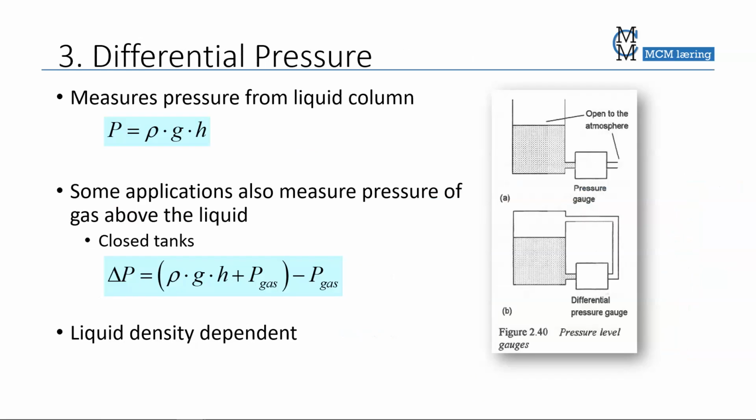A third method that uses the rho g h relation, the pressure relation, is to have a differential pressure meter. So in this case here, I measure the difference of the pressure on top of the tank and at the very bottom. And the pressure here is rho g h.